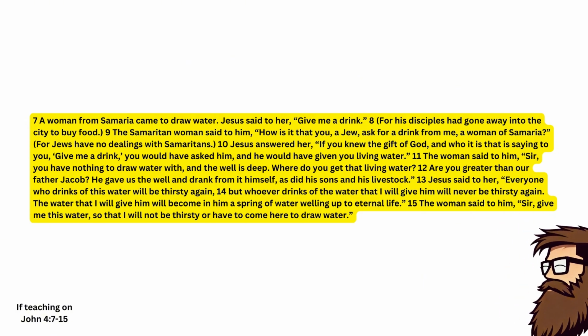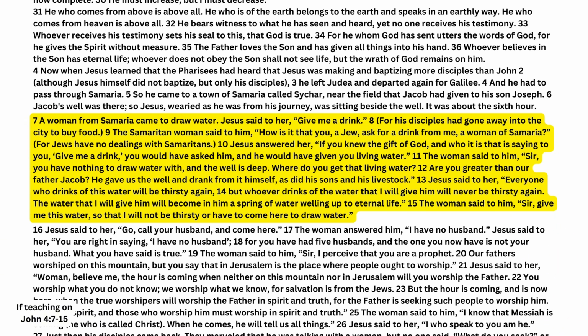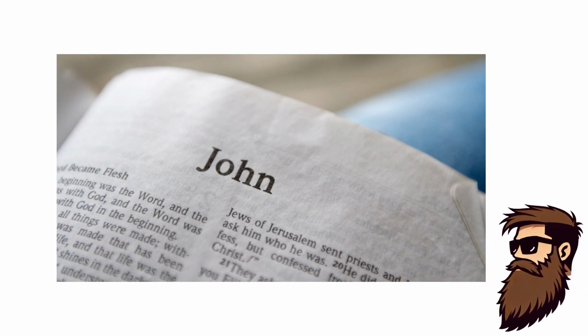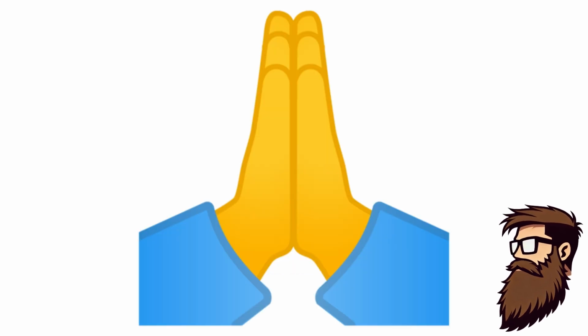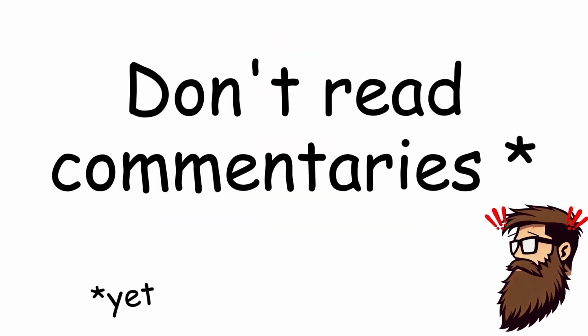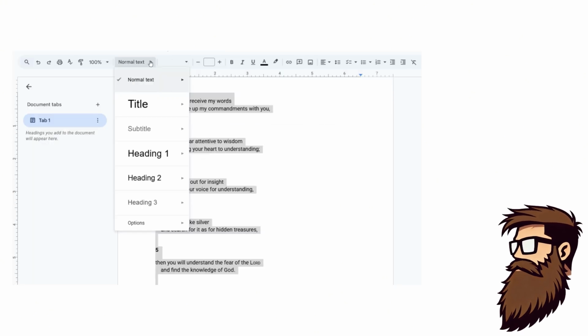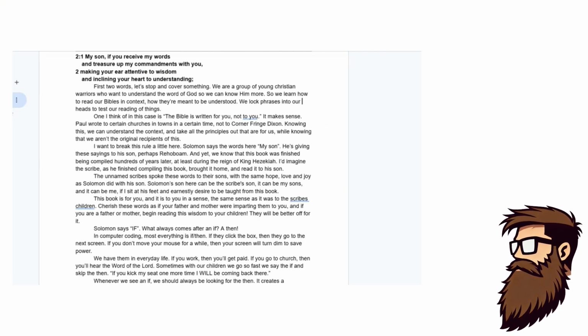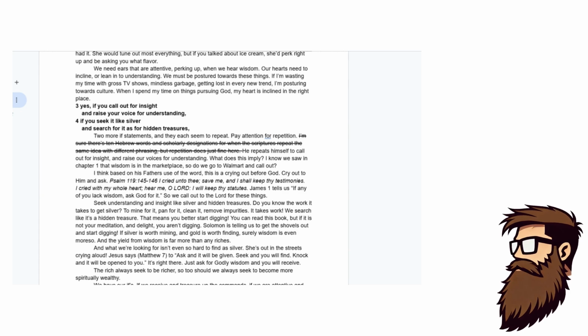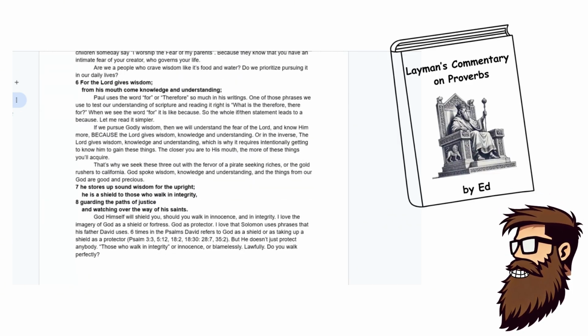Next, read the passage. Read the parts around what you're teaching so that you understand the context. Read the whole book so you know where you're going to be going. Pray about it. Don't read a commentary yet. Copy your verses into a Google Doc. Write out what each verse means in context and how we can apply them to our lives. Essentially, write your own commentary.